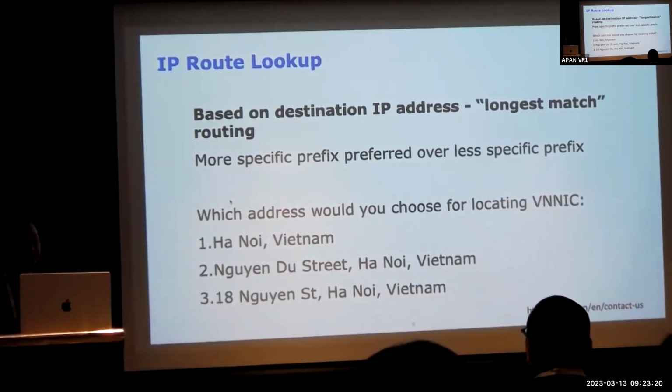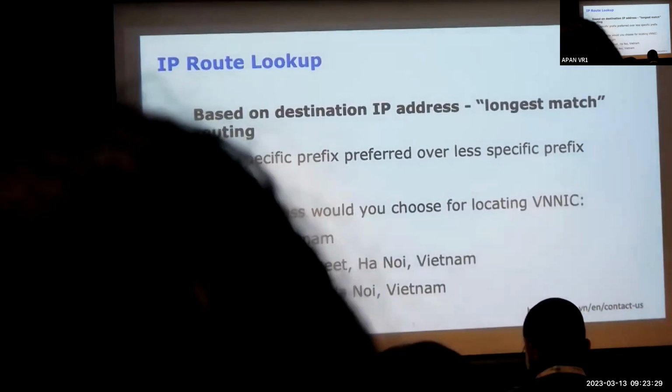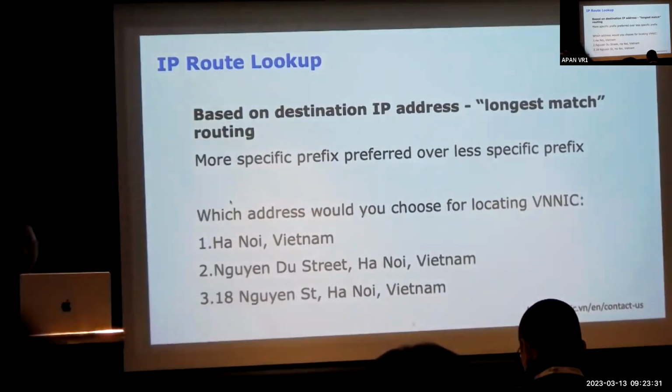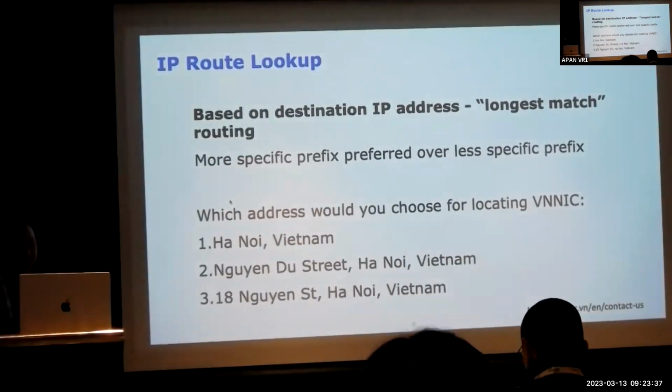As you can see in the example, there are three options for you to get to the GNC office from the airport. There is Hanoi and Vietnam, which is just the city name and the country. Then there is a street address with the city name and the country, and then another with the street number as well. Which one would you choose? Number three, because that's the specific one. That's the same concept: slash 24 is more specific than slash 22.